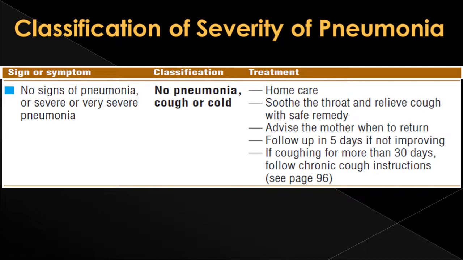He should be given honey, warm water with honey, soup, or broth. Advise the mother when to return. If the condition worsens, the mother needs to come back to hospital. Follow up in 5 days if not improving. If coughing for more than 30 days, then chronic cough needs to be evaluated: tuberculosis, pertussis, and post-pertussis bronchiectasis have to be checked, and other causes of chronic cough like cystic fibrosis are to be looked into.